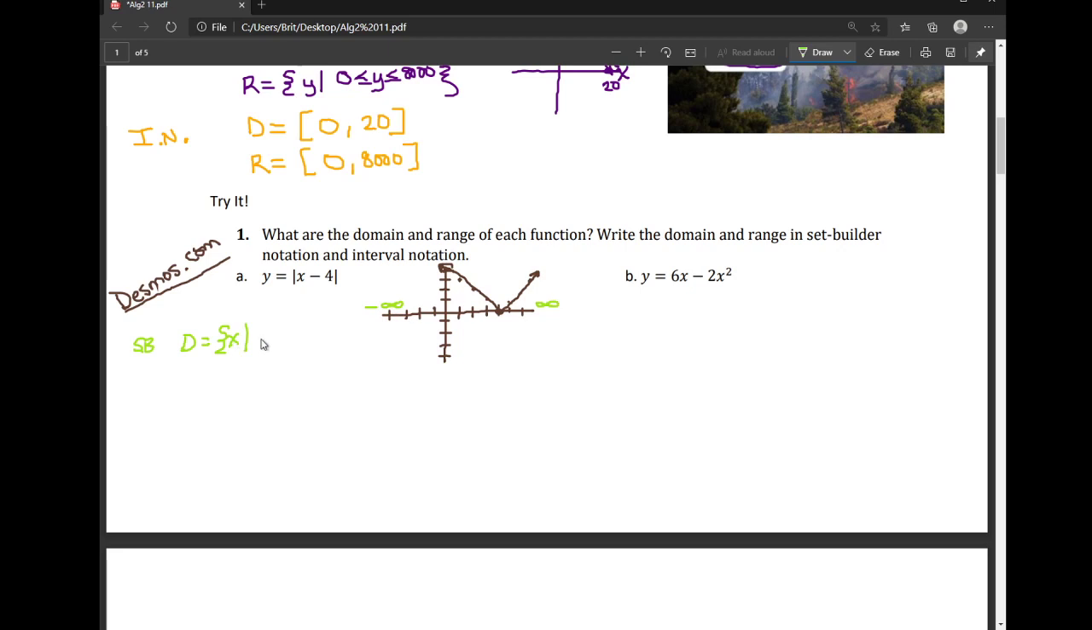You could write it like this. Oh, you can't equal infinity, so don't use the bar if you do this. There we go. So you could say negative infinity is less than x is less than infinity. That's fine as well. Or another way to write that is you could say all real numbers.